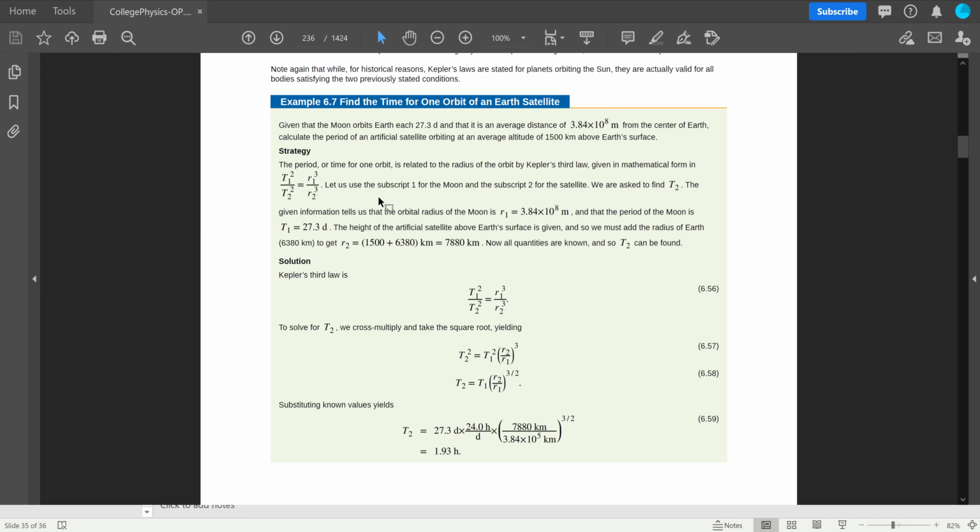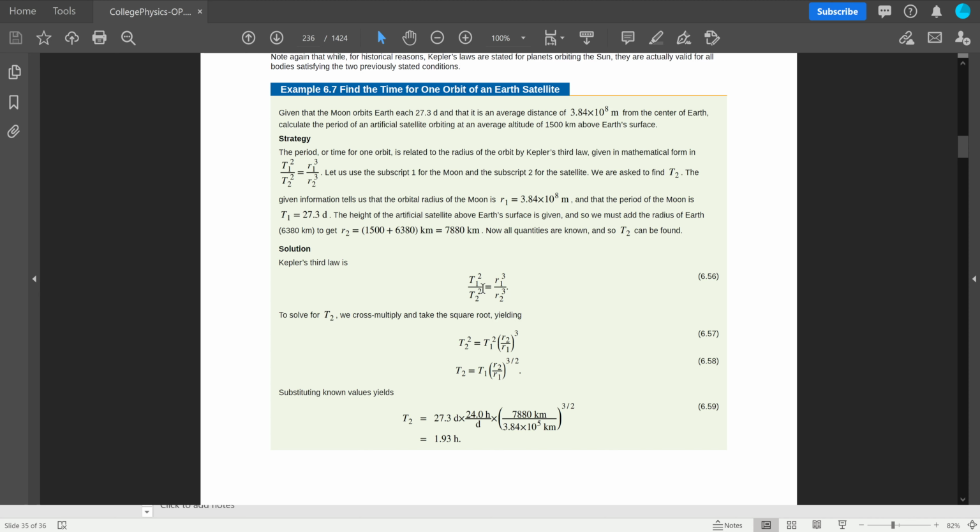All right. So we are obviously going to use this equation here. We are asked to find T2. The given information tells us that the orbital radius is 3.84 times 10 to the 8 meters, and that the period of the moon is T1, 27.3 days. The height of the artificial satellite above the Earth's surface is given, so we must add the radius of the Earth, which is 6380 kilometers, to get R2, which is 7880 kilometers. Now all the quantities are known, so we simply rearrange this equation here to solve for T2.